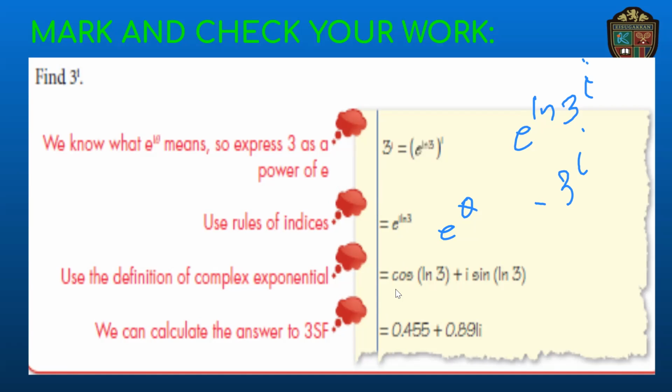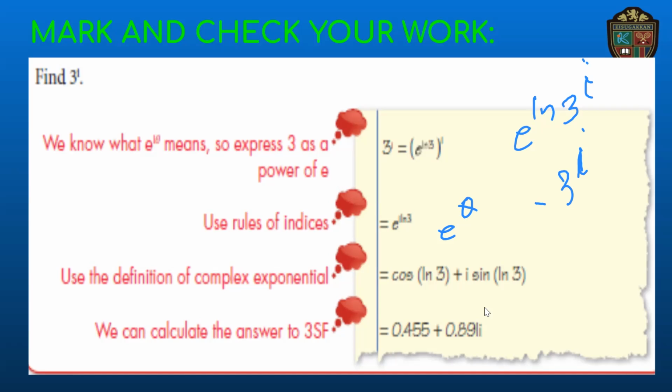Sorry, this is not i, but 1. 3 to the power of 1. I think this is 3 to the power of 1. So moving now 1 in here, this will be e^(ln 3) or e^θ. So we have cosine ln 3 plus i sine of ln 3. We won't be able to calculate this one manually, but you can calculate this using your calculator and use 3 significant figures here.